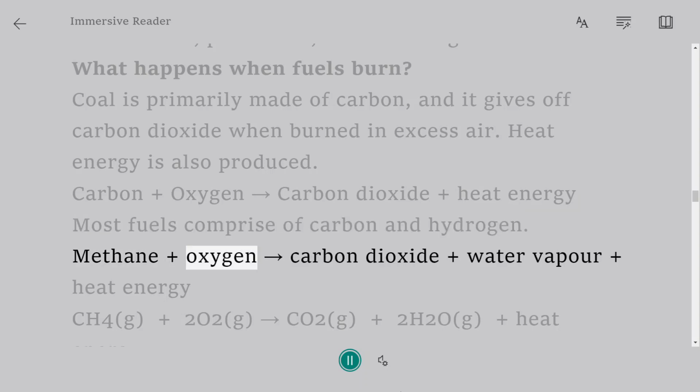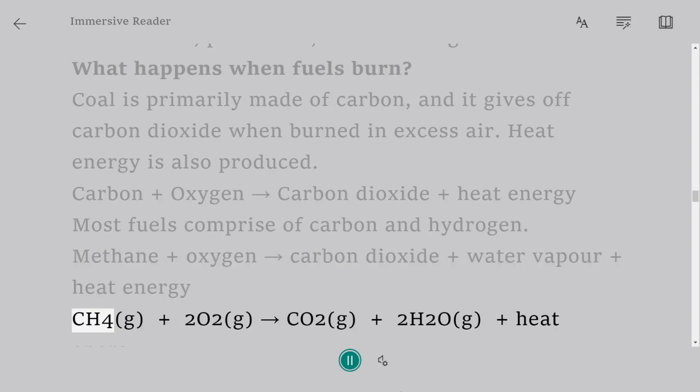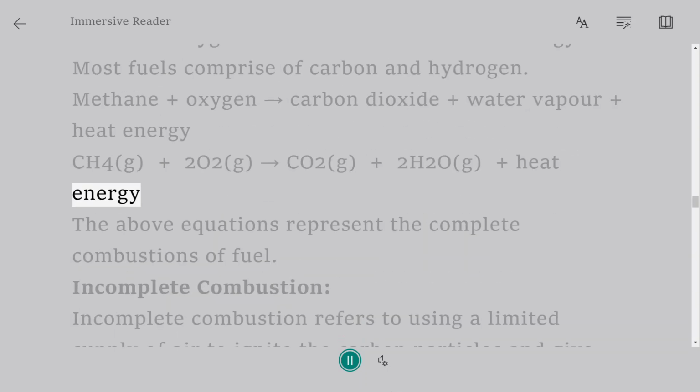Methane plus oxygen yields carbon dioxide plus water vapor plus heat energy. CH4(g) + 2O2(g) → CO2(g) + 2H2O(g) + heat energy. The above equations represent the complete combustion of fuel.